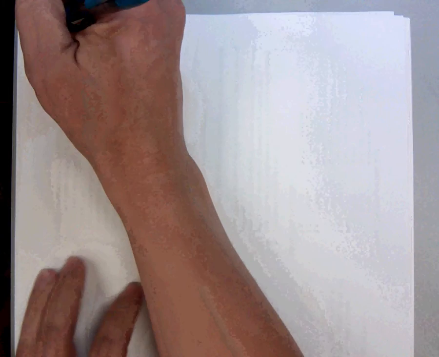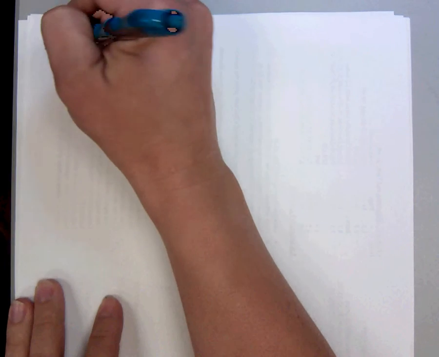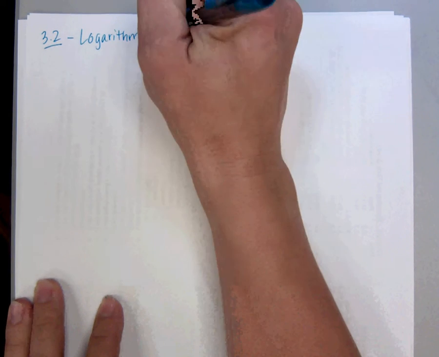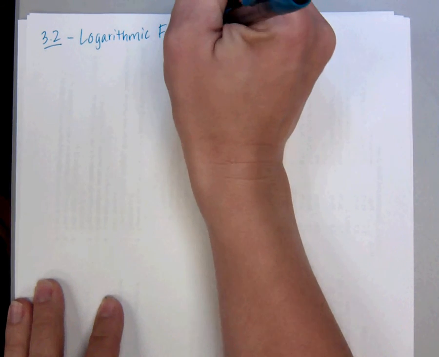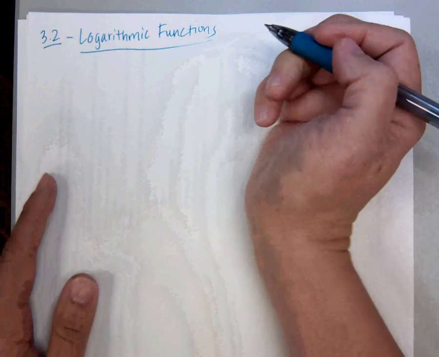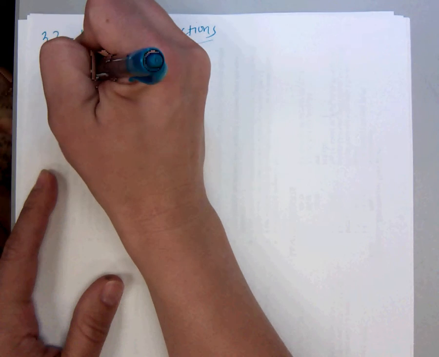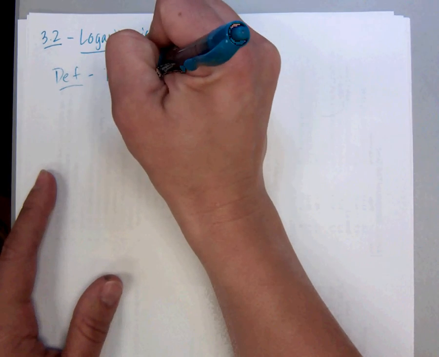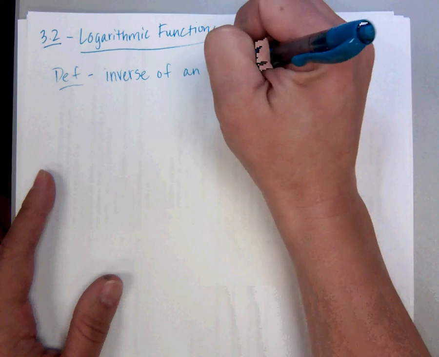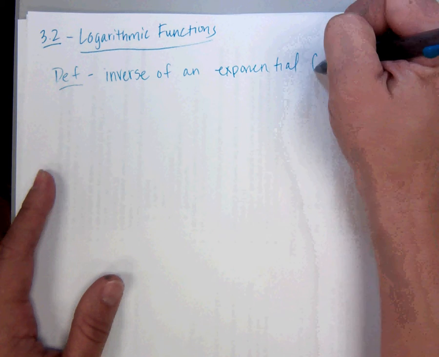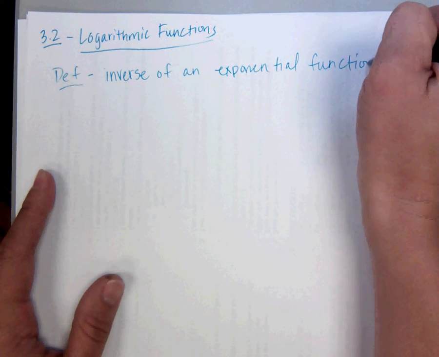Okay, so we are going to take some notes on 3.2. This section is about logarithmic functions. And the big idea here, or the most important thing you need to know, is that by definition, a logarithm is the inverse of an exponential. So here's what that looks like.